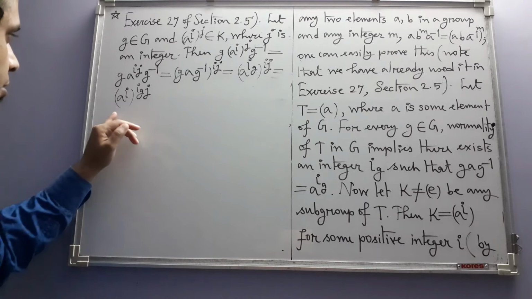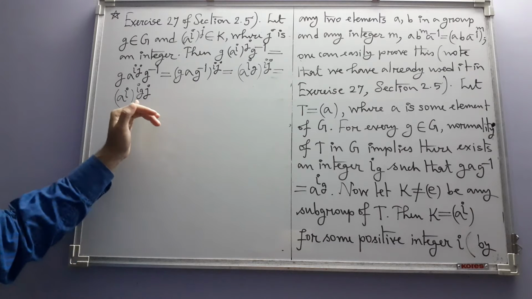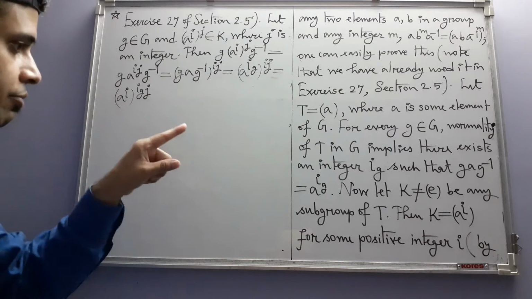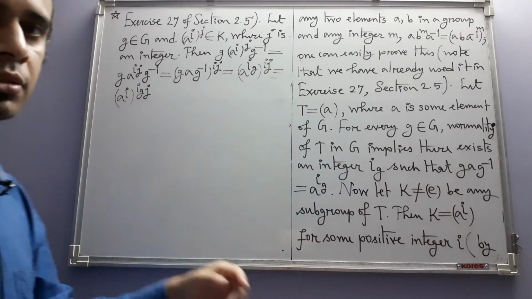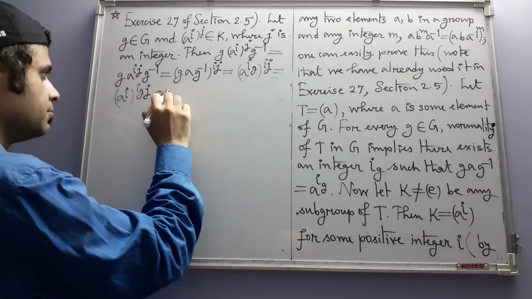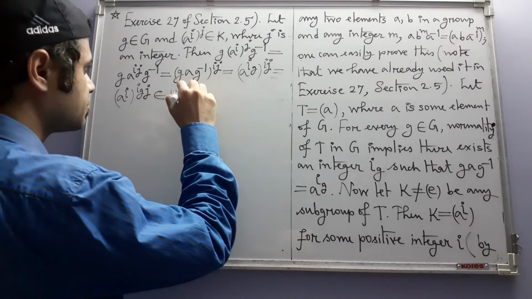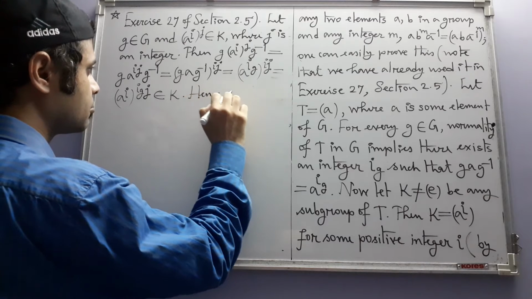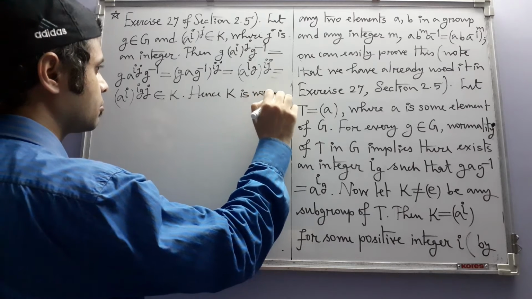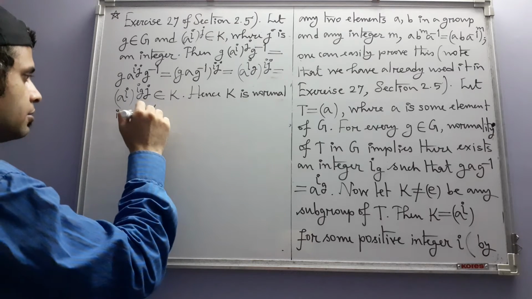Now look at this final element. It's integral because ig and j are integers, so their product is also an integer. So that means this is an integral power of the element a to the power i. So by the very form of this element, it belongs to K. Hence K is normal in G. So that completes the solution.